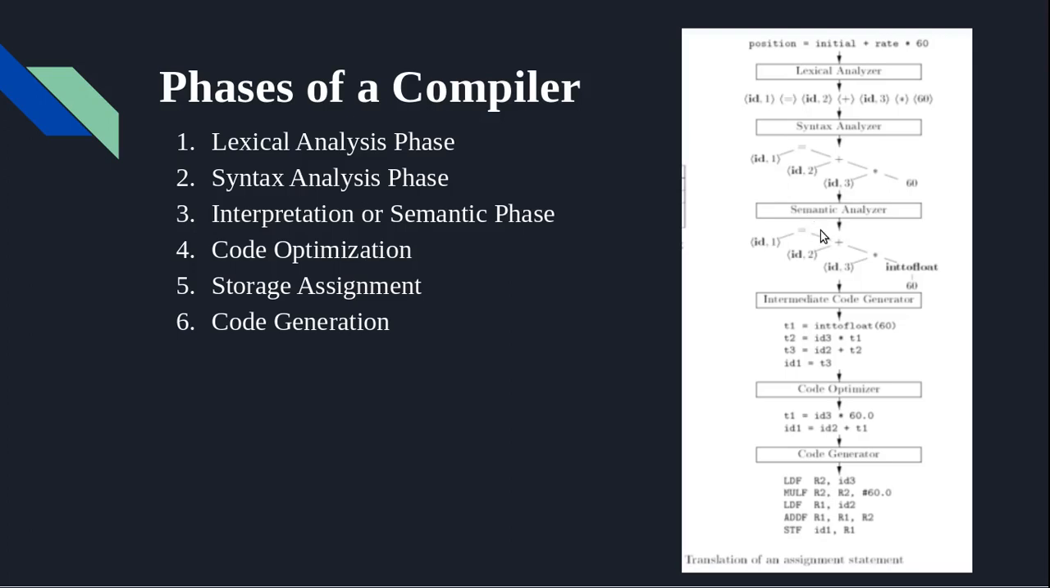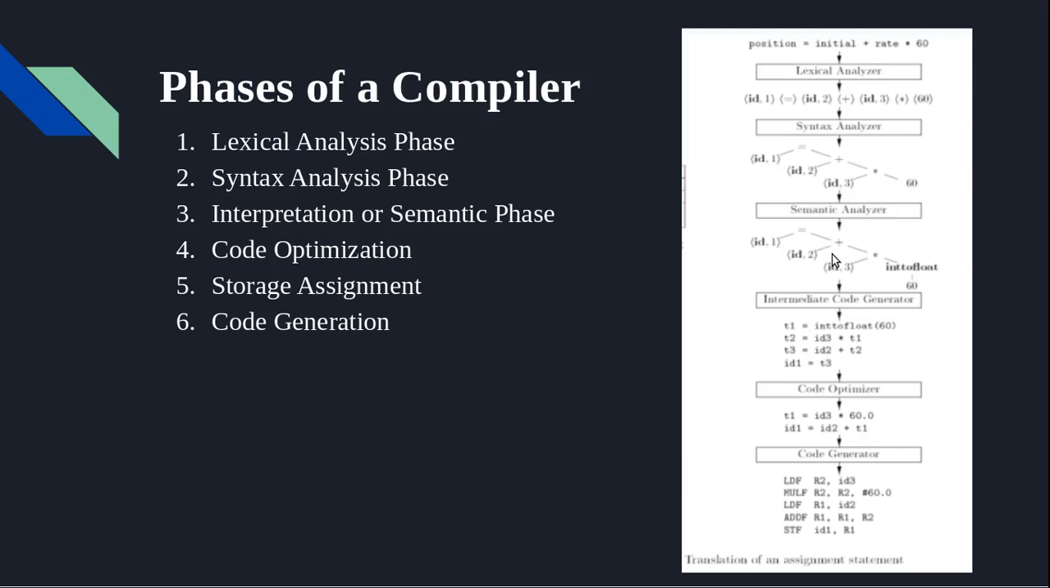Okay, so for example, suppose I have a statement A equal to B divided by C. It is syntactically correct. But if C is equal to 0, semantically the meaning will not be correct. That means A equal to B divided by C is syntactically correct, but semantically it is not correct. So the semantic analyzer will check the meaning of the output of the syntax analyzer.